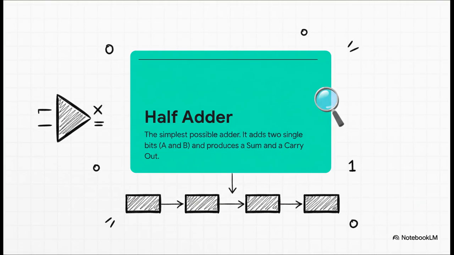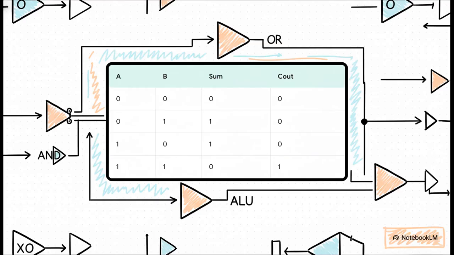We start with the smallest possible piece, the half adder. All this little circuit does is add two individual bits together, and it gives us two outputs, the sum and a carry-out for when that sum is too big to fit in just one bit. If you look at its truth table, most of it is pretty straightforward. 0 plus 1 is 1, 1 plus 0 is 1, but look at that last line, 1 plus 1. In binary, that's 2, which is written as 1, 0. So the sum bit is 0, and we generate a 1 on the carry-out line. We're literally carrying the 1 just like you learned in grade school math.